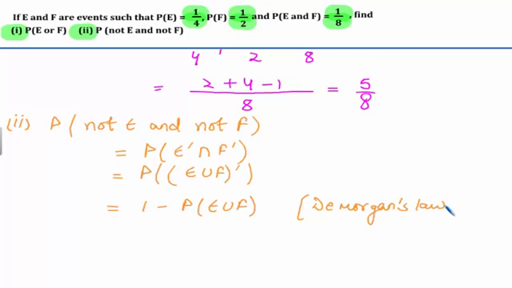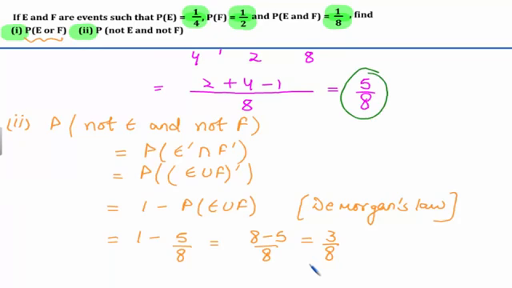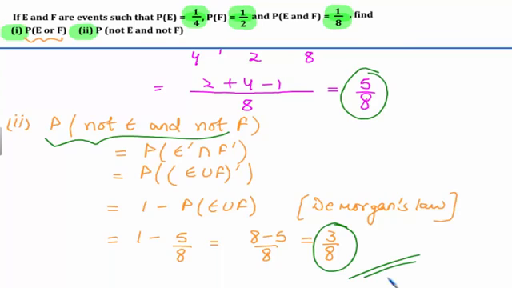Right? And we have already found the value of probability of E union F from the first part, which is equal to 1 minus 5 upon 8. So this is equal to 8 minus 5 upon 8, which is equal to 3 upon 8. Hence the probability of E or F is 5 upon 8, and the probability of not E and not F is 3 upon 8. This completes the solution.